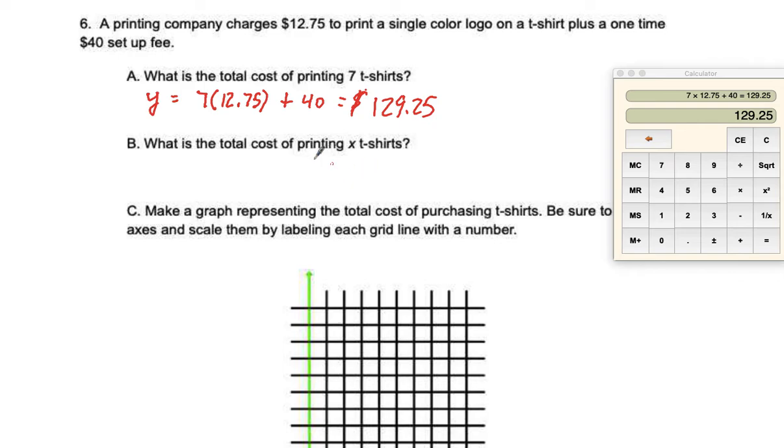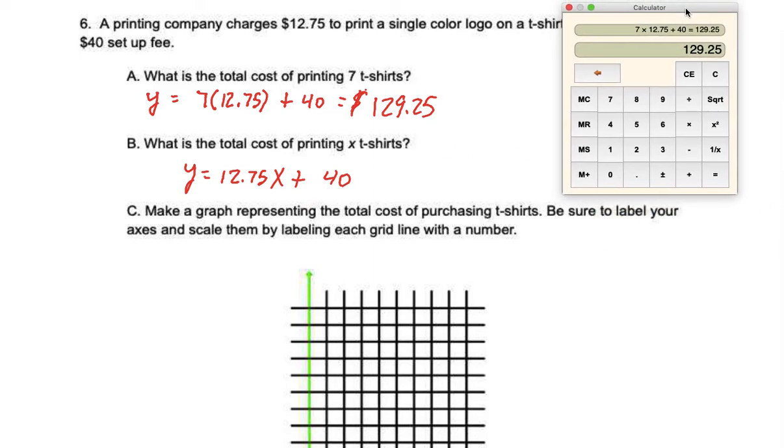So then if you think about it, what is the total printing X t-shirts? Well, Y equals 12.75X plus 40. However many t-shirts I buy, I have to multiply that number by 12.75. Just like here, I wanted to buy 7 t-shirts. So I had to multiply it by 12.75 and then add the production cost. And so that's how that works. That's what a slope-intercept equation does for us.